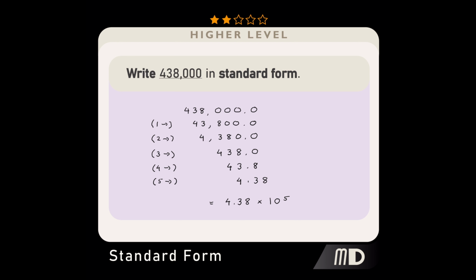So 438,000 written in standard form, and the answer to this part of the question is 4.38 multiplied by 10 to the power of 5.